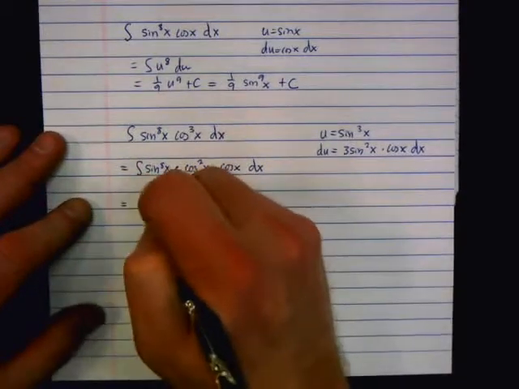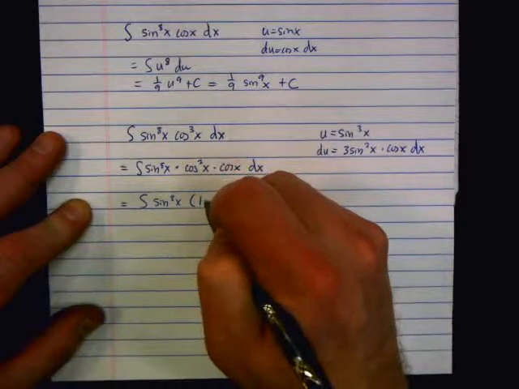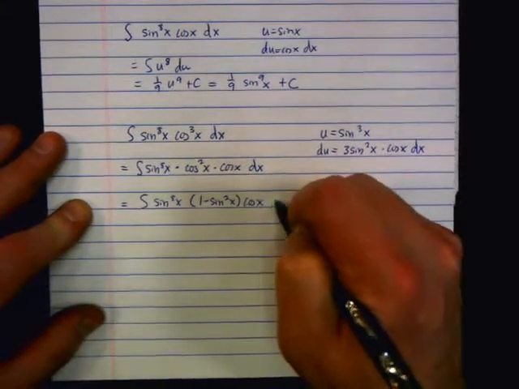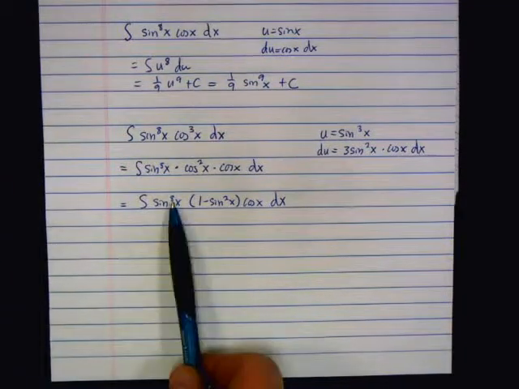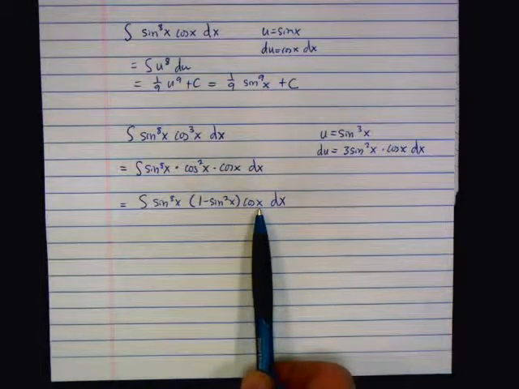So that becomes the integral of sine to the 8th x times 1 minus sine squared x cosine x dx. So you see what I was saying? Would you trade that, turn that 8 into a 10, if you could just make that a cosine x? Absolutely. Now what?